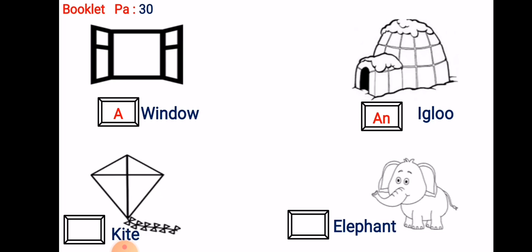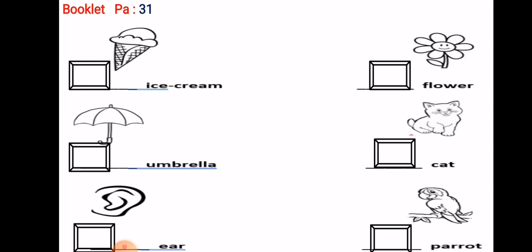Our starting letter here is letter K, one of our consonants. That's why we will use a kite. And here, elephant. Our starting letter is letter E. And, as you know, letter E is one of our vowels. So, an elephant. Very good. Now, moving to page number 31. Our first word here is ice cream. What do you think, we will use a or an? Very good. An ice cream, because our starting letter here is one of our vowels.